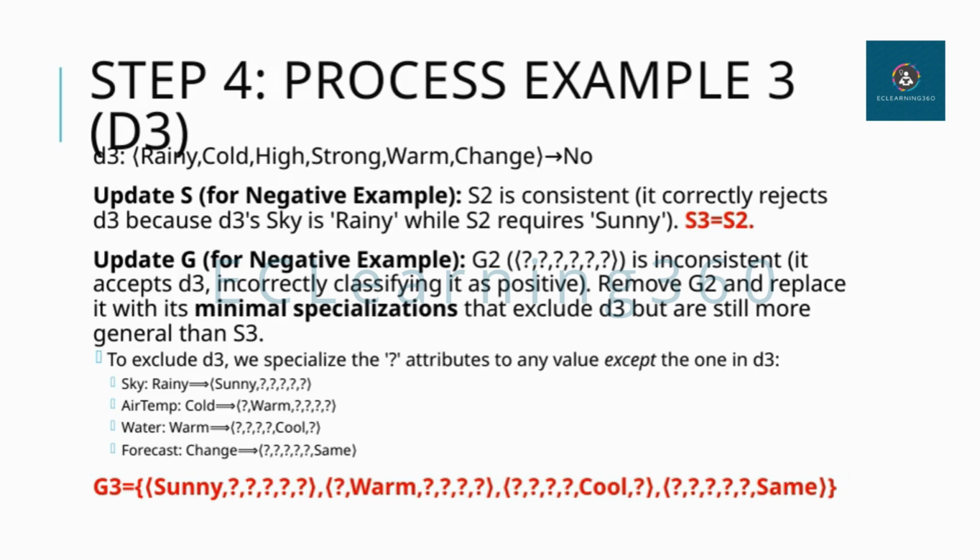This way, our new G3 set contains these specialized patterns: sunny in sky, warm in air temp, cool in water, same in forecast. These new generalizations correctly exclude the negative example D3, while remaining as broad as possible otherwise. This process of specialization ensures our model becomes more accurate by refining the concept boundaries based on negative examples.